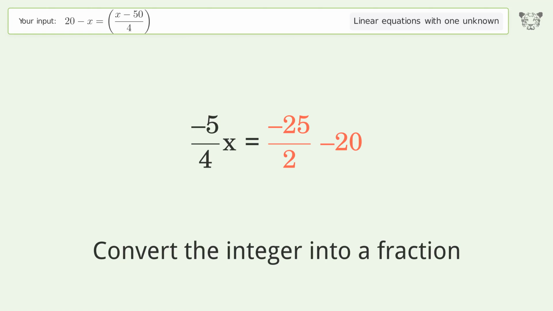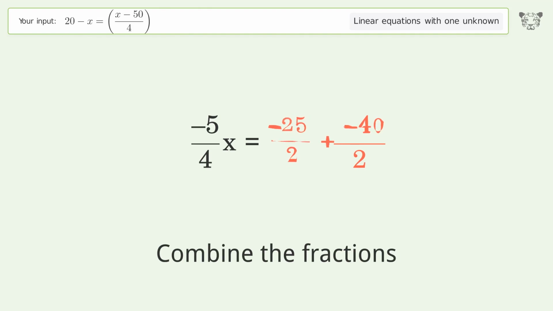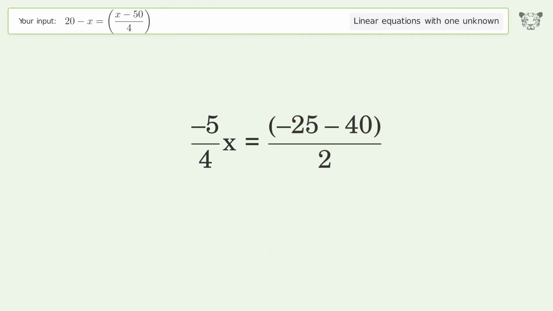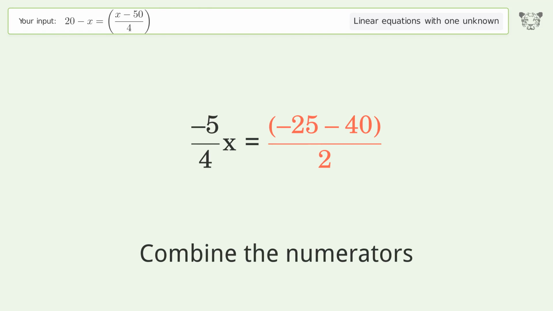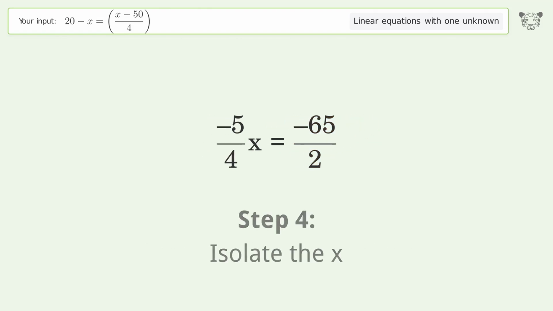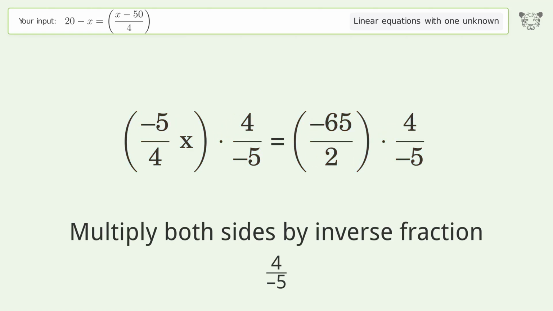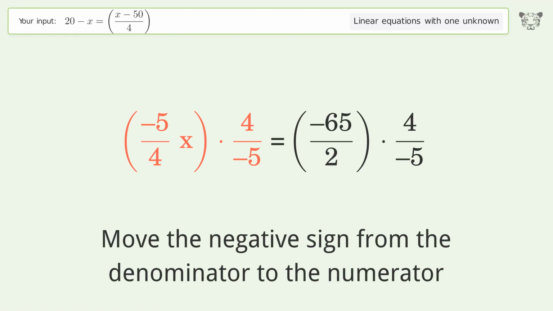Convert the integer into a fraction. Combine the fractions. Combine the numerators. Isolate the x. Multiply both sides by inverse fraction 4/5. Move the negative sign from the denominator to the numerator.